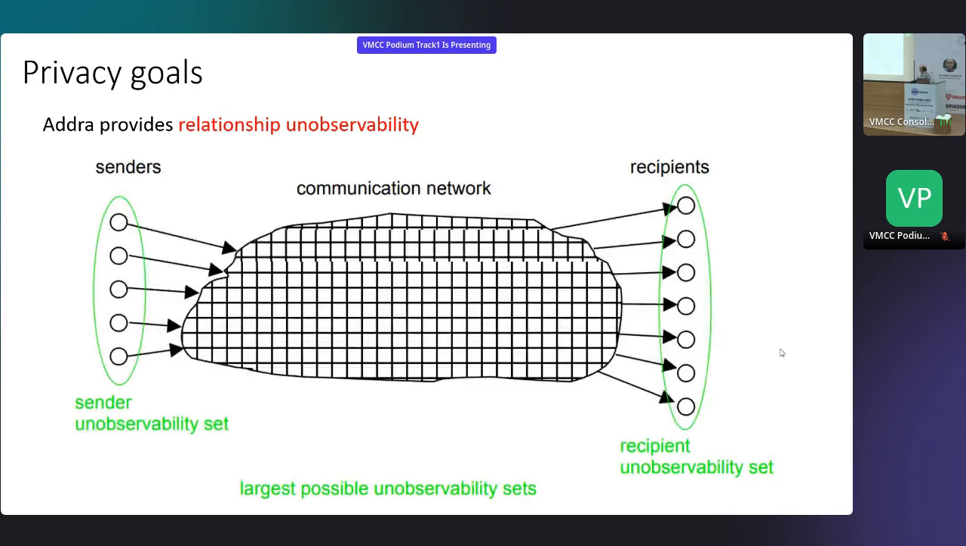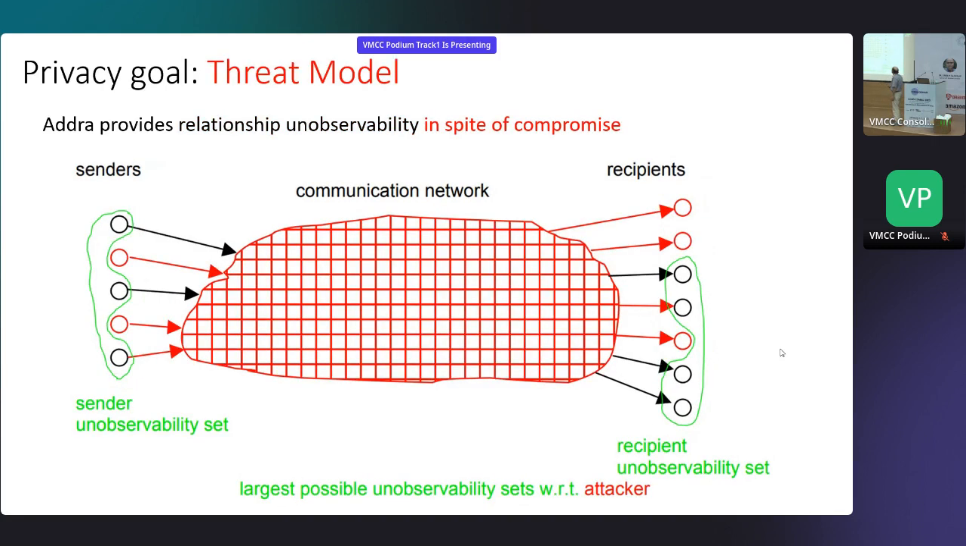So if we have a set of senders and a set of recipients, they could be the same. You don't want to reveal who is a sender and who is the receiver, and you can assume that the network is compromised. You can assume that some of the senders are compromised. You can assume some of the recipients are compromised or going to collaborate with each other. That is all. So it's a quite robust system.